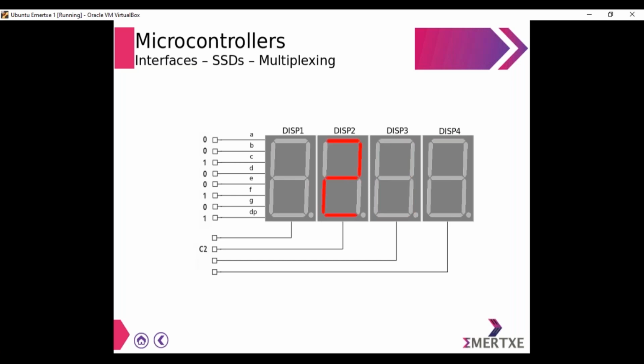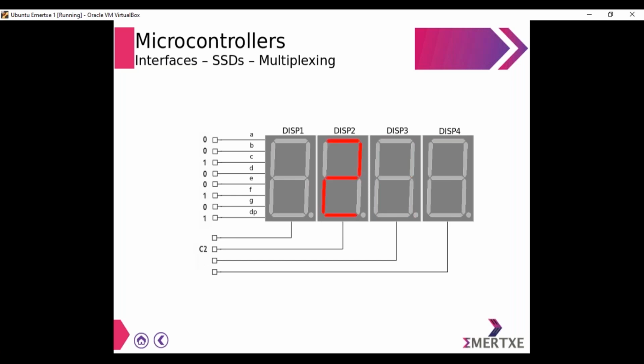To display 5, I'm going to provide 5 here. Okay. And I am going to turn on the third SSD. Now there is a problem. I want 2 and 5 to be displayed in a constant manner. Okay, 2 in display 2, 5 in display 3. So how do you think I'm supposed to do it?